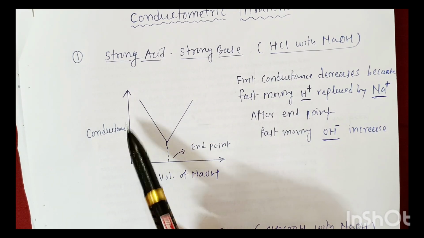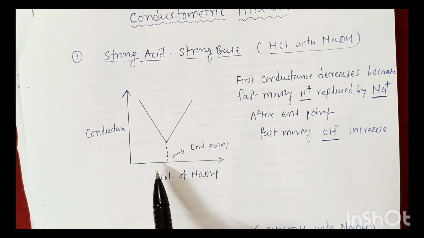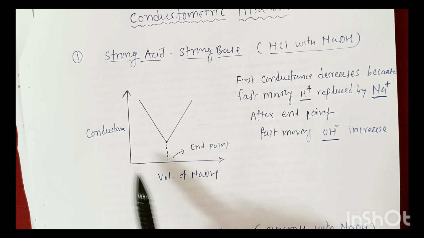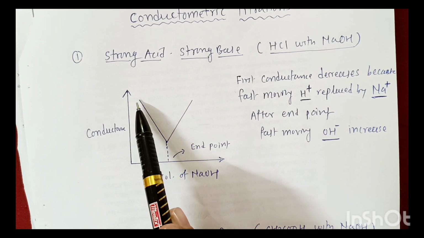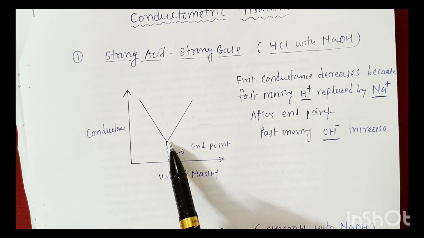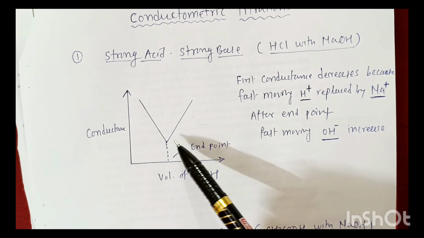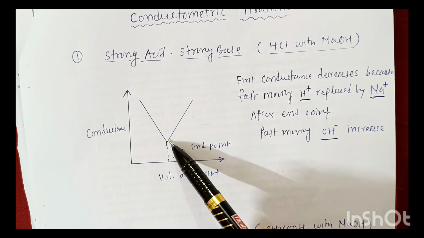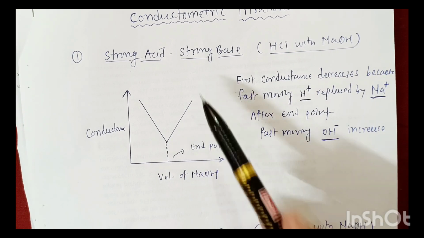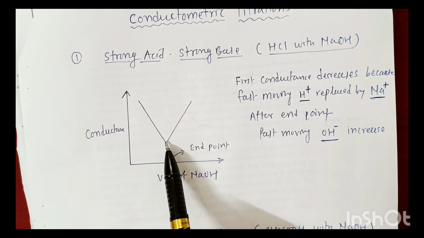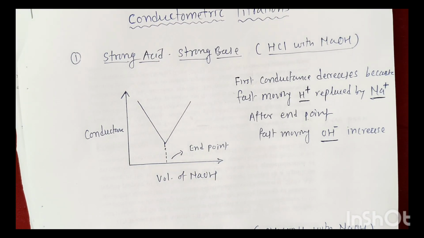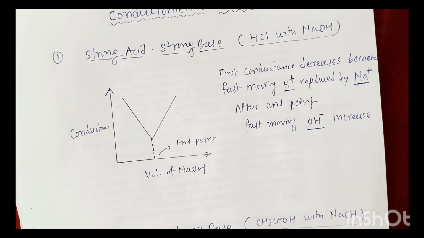Initially, see, the graph is between volume of NaOH added and conductance. So initially the conductance goes on decreasing sharply, and then after the endpoint is reached, the conductance goes on increasing, and this point is the endpoint. Now, why does it happen so?